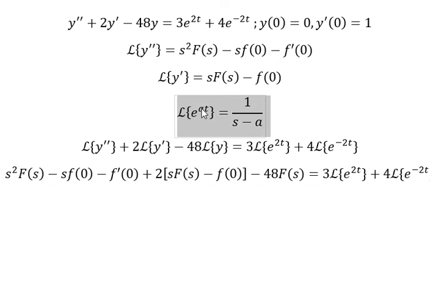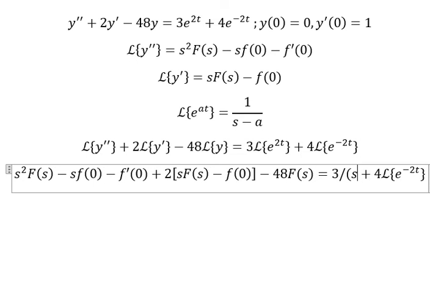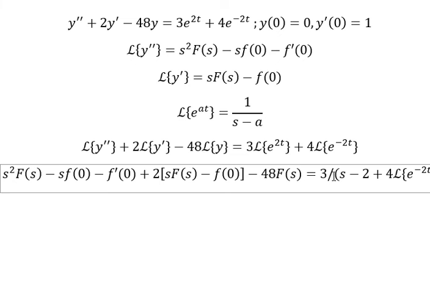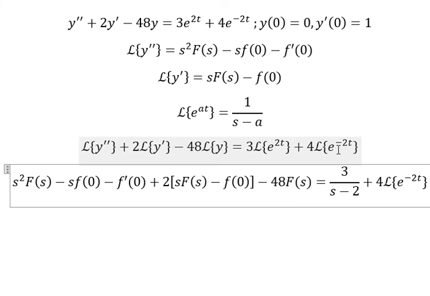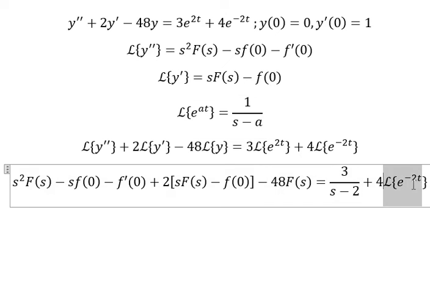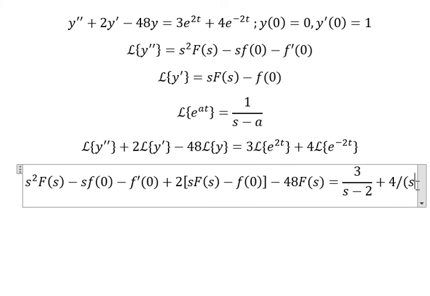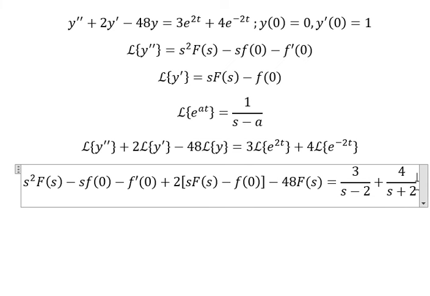So we have a equals to number 2. So we have number 3 over s minus number 2. The second one we have negative number 2. So I will put negative number 2 on here. And we have 1 over s plus number 2.